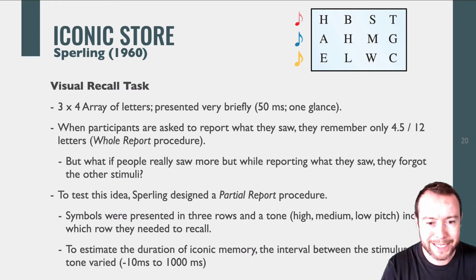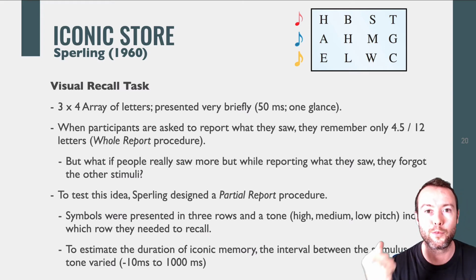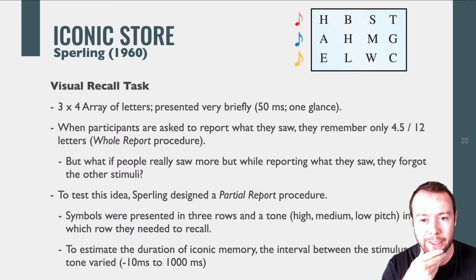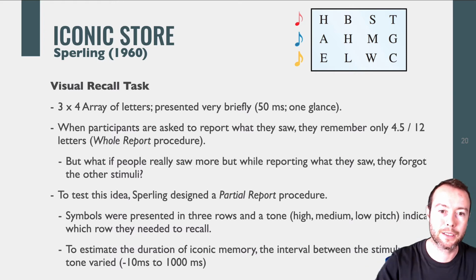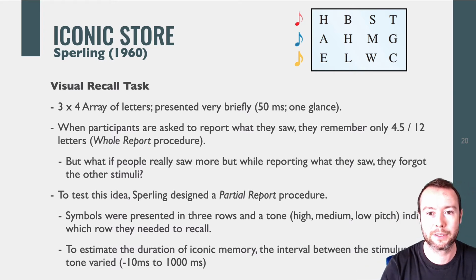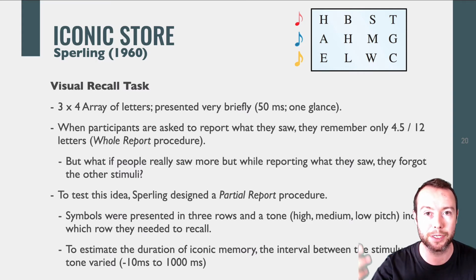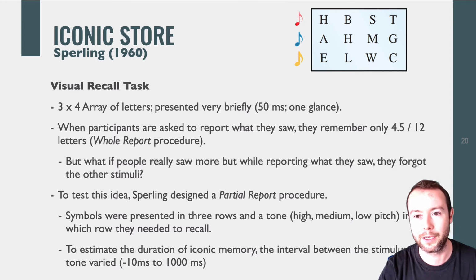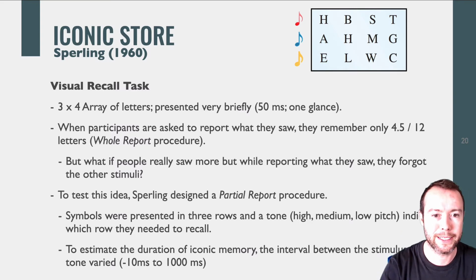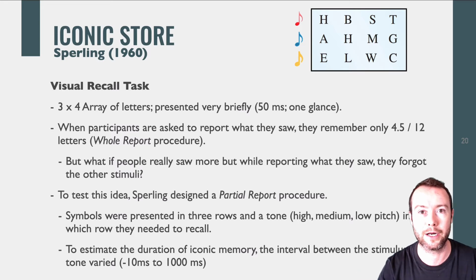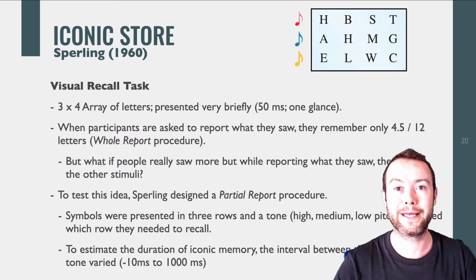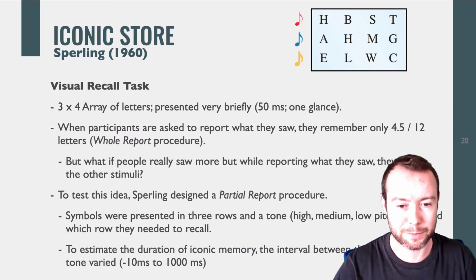So to test this idea, Sperling designed what he called a partial report procedure. In this version, you've got the letters presented in 3 different rows, and after they've been presented you would then listen to a tone. It'd be a high, medium or low pitched tone that would indicate which row you need to recall. The reason that they used a tone is so that it wouldn't distract or interfere with anything that's in the iconic store. By doing this, maybe we can get a better insight into the capacity of this memory store.